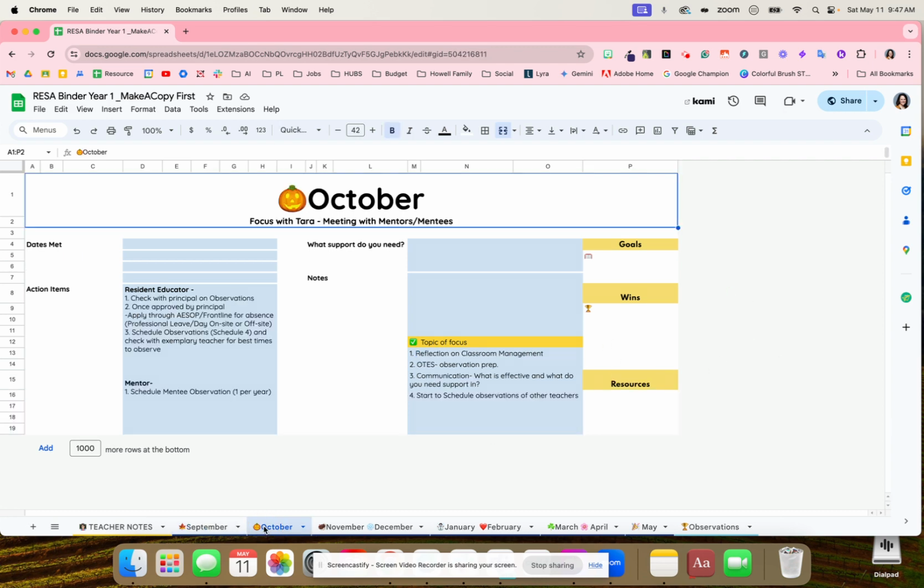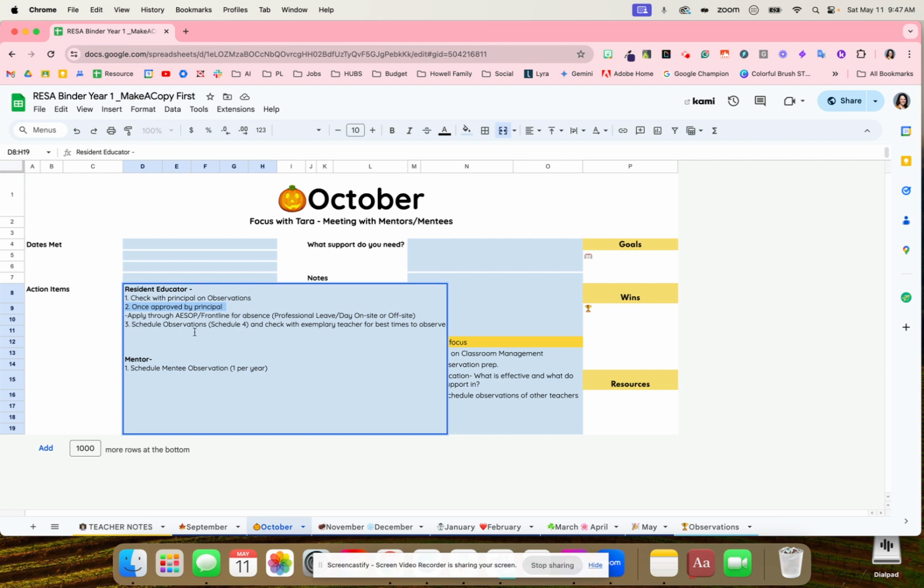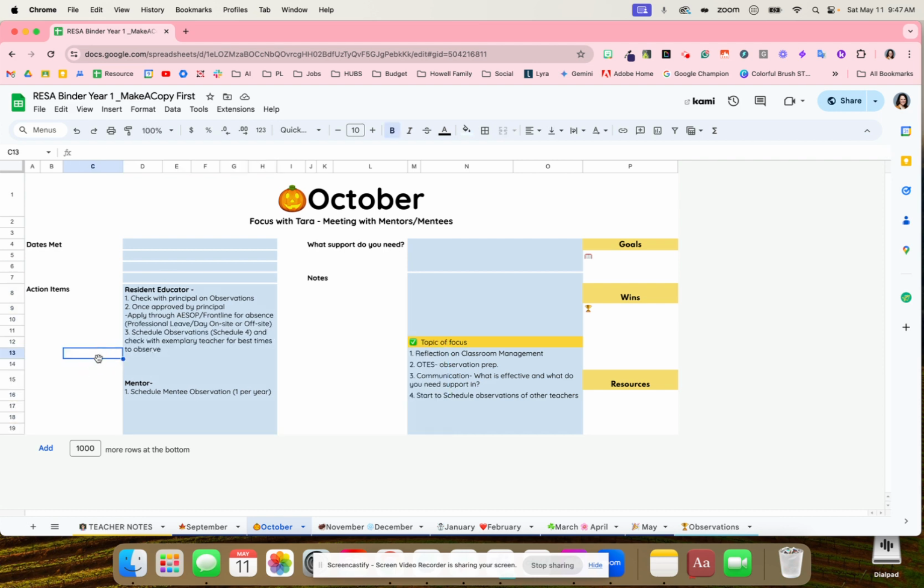October, again, looked very similar. The only difference was there were some different action items that needed to take place. So the mentor had to watch the mentee. They had to do an observation, and they had to do one per year. So in October, we really wanted them to get that scheduled. And then what the resident educator had to do, that new teacher, here were the steps that they had to do. Again, their focus for that month.